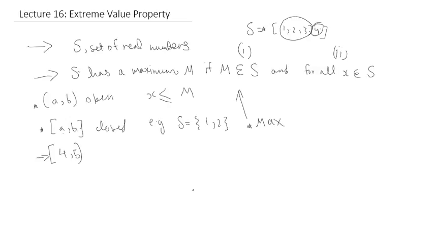So the maximum m according to this is 2. The first condition is that m belongs to S, right? 2 belongs to S, and that it's greater than all other elements. Since 2 is greater than 1, it's the maximum of this set. Another example, talking about this set.